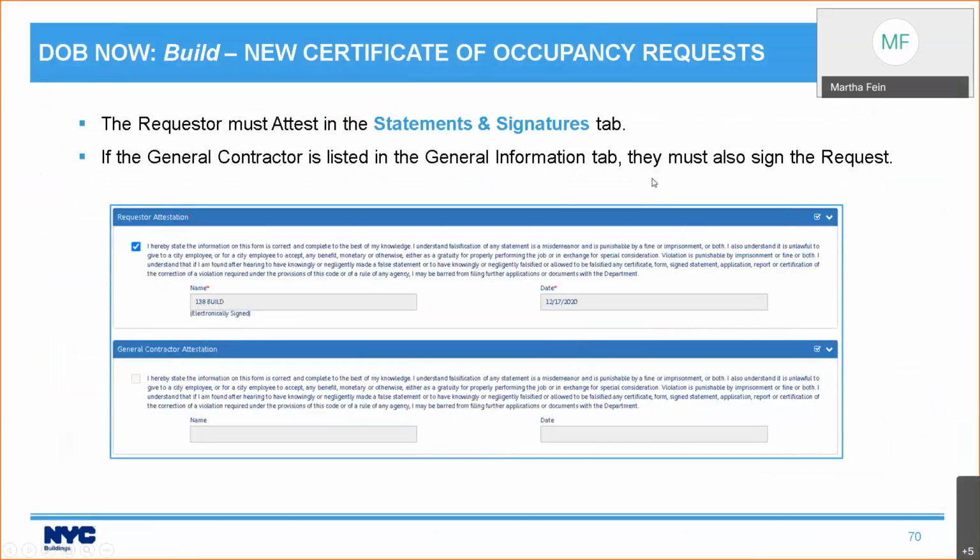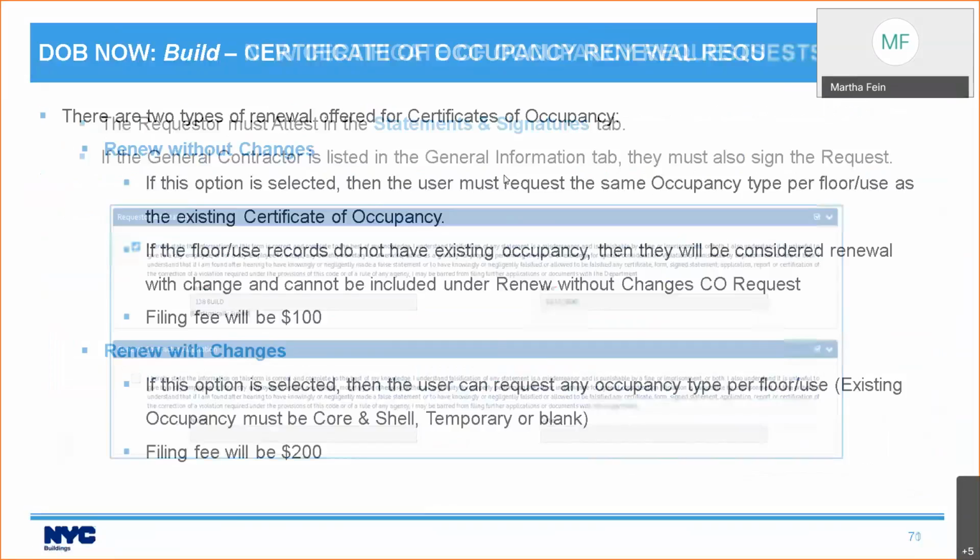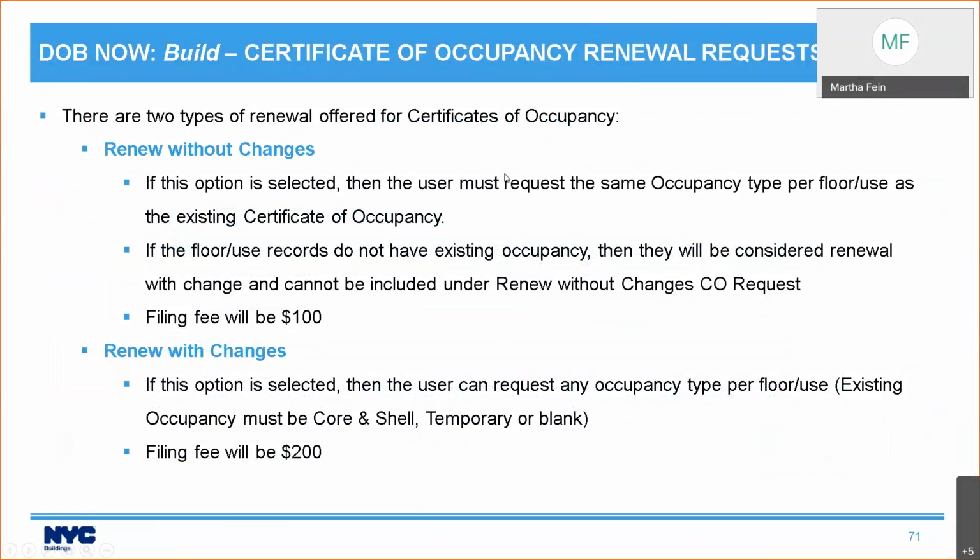The requester must attest to the Statement Signatures tab. The general contractor, if there is a general contractor in the General Information tab, they must also sign the request. So that's the process for a new certificate of occupancy.